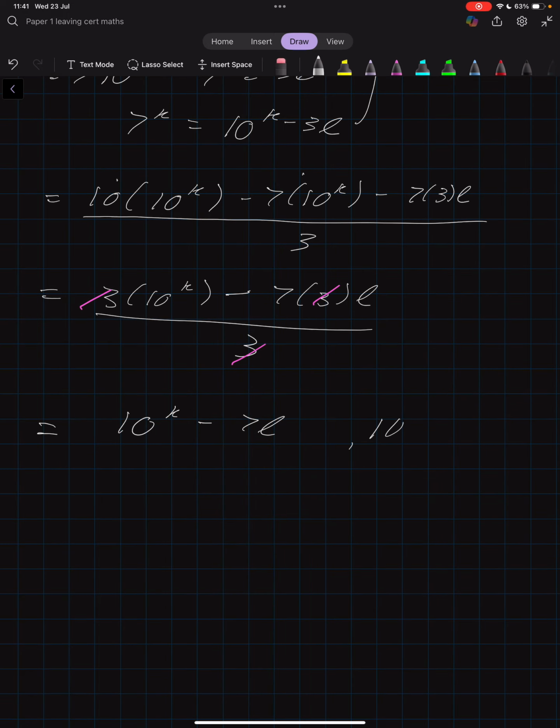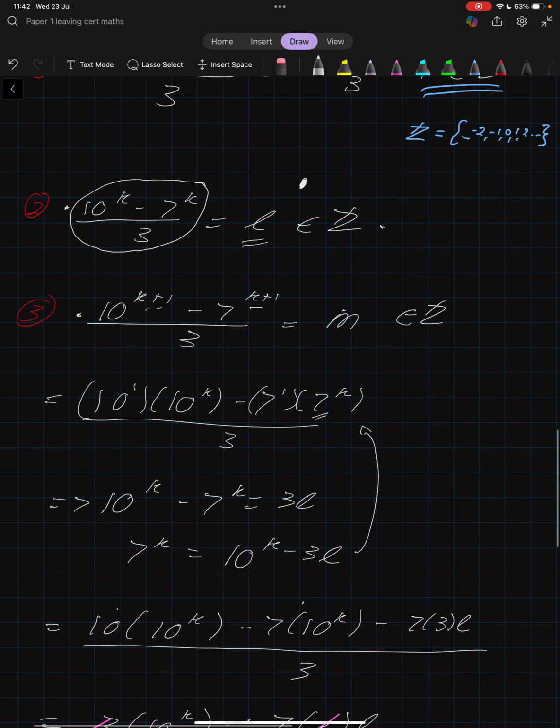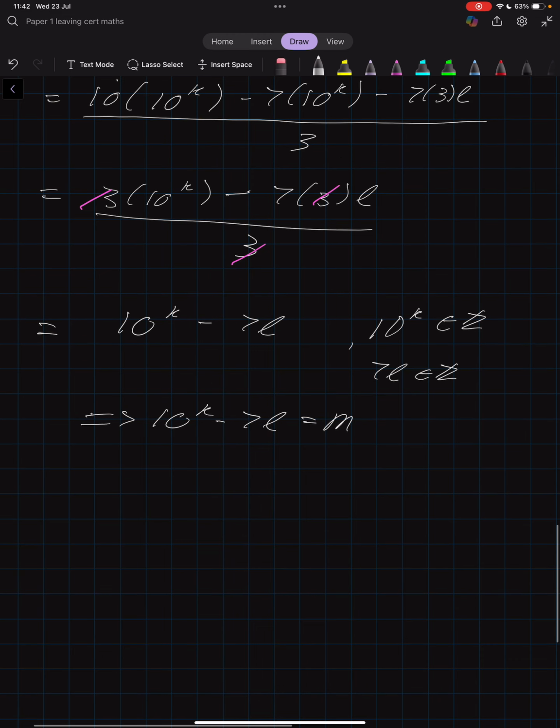So we have that 10 to the power of k is a whole number. 7L is also a whole number. And therefore, 10 to the k minus 7L, which is equal to M back up here, which we said was M, has to be a whole number. So hopefully that makes sense, that if I get one whole number minus another whole number, I'm going to get a whole number. Okay?